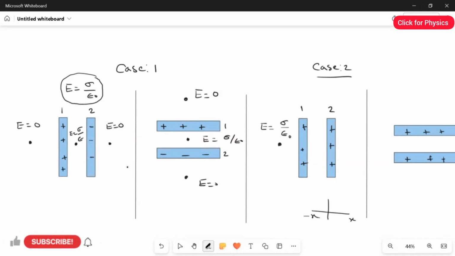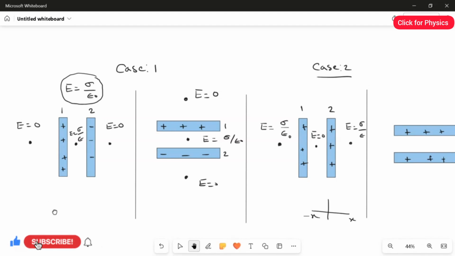Also, on the right hand side of plate 2, you get the electric field E equal to sigma over epsilon naught, but this time in the positive direction of the x-axis. Between the two sheets 1 and 2, you get the electric field equal to 0. See the two cases. In the first case, on the right hand side and left hand side, we got electric field equal to 0. But in the second case, in the middle of the two sheets, you get 0. So this is the only case you have to understand.